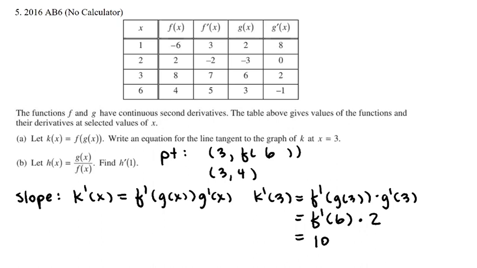So now I'm ready to write my equation. That's going to be y minus the y coordinate, so y minus 4, is equal to the slope, 10, times x minus 3. That's a very common table type question.